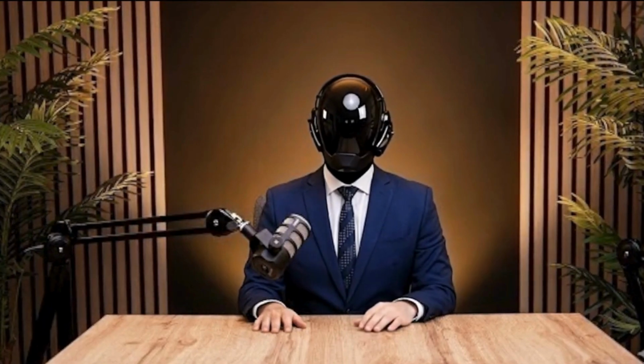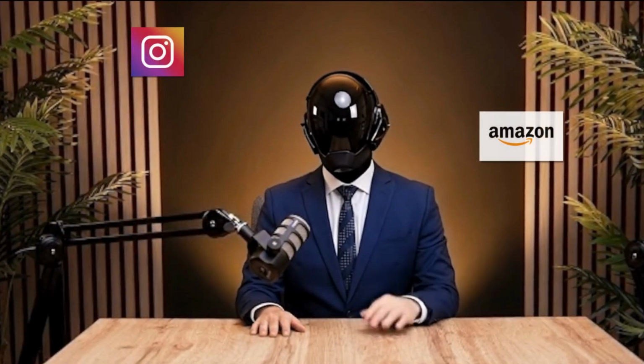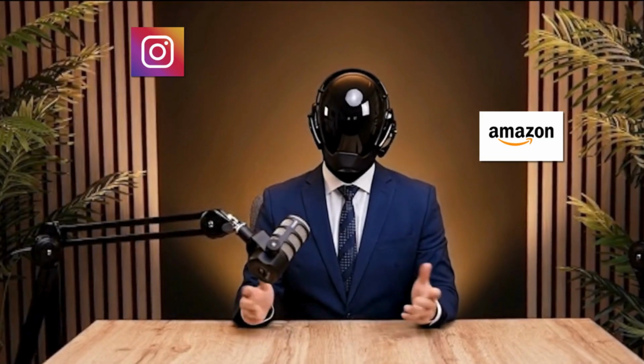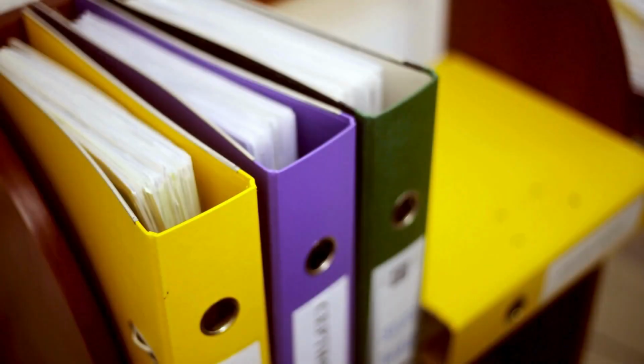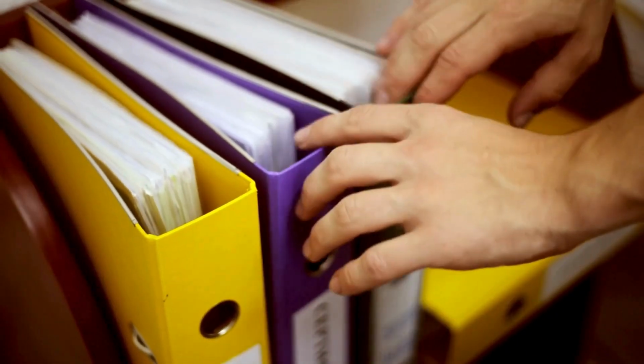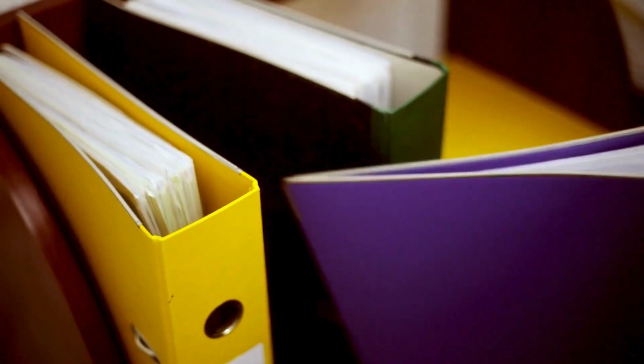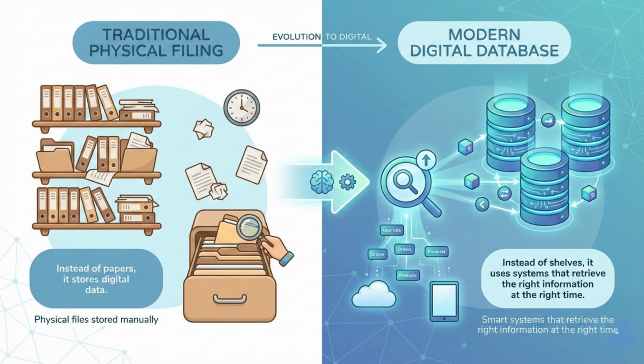Every app you use stores data somewhere. Instagram stores posts, Amazon stores products, and tools like ChatGPT store knowledge, just in a different way. At the most basic level, a database is just a smart cupboard for information. Instead of papers, it stores digital data. And instead of shelves, it uses systems that help retrieve the right information at the right time.